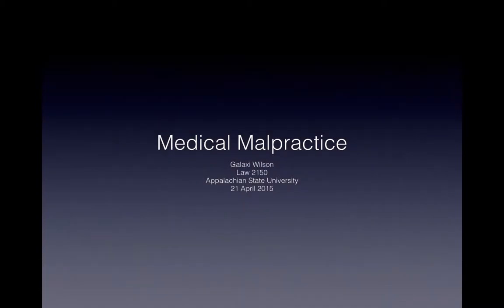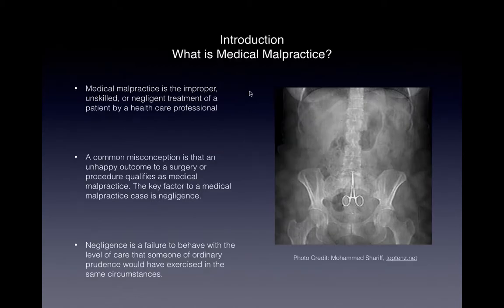I'm a freshman at Appalachian State University, and today I will be discussing medical malpractice claims for Law 2150. Medical malpractice is the improper, unskilled, or negligent treatment of a patient by a healthcare professional. A common misconception is that an unhappy outcome to a surgery or procedure qualifies as medical malpractice. The key factor to a medical malpractice case is negligence.